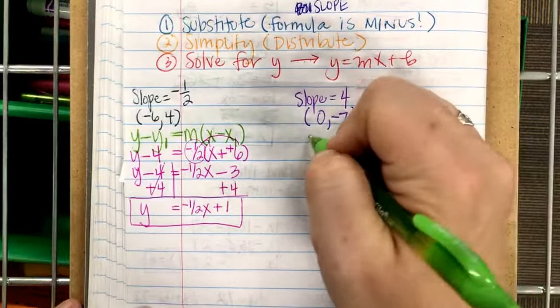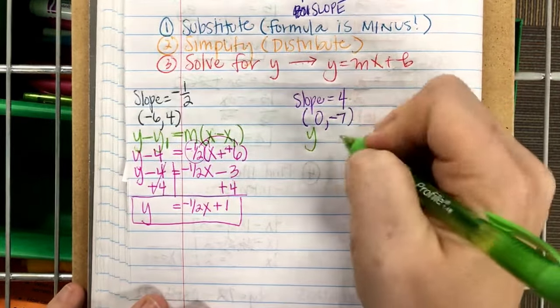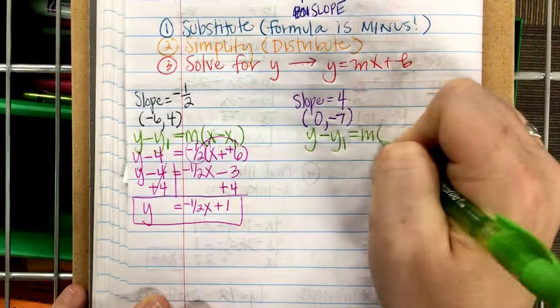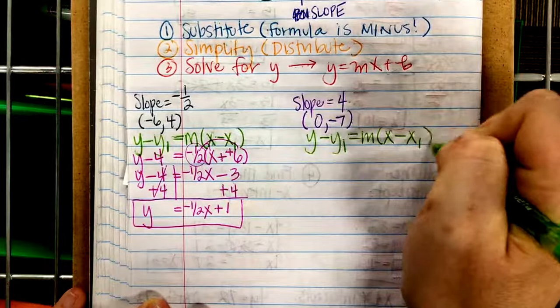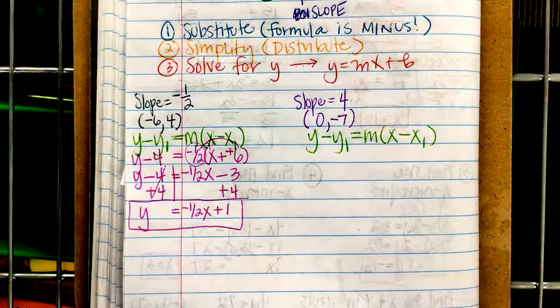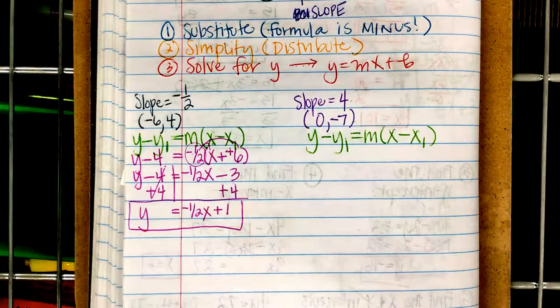Again, we're going to use point slope form because we have a point and we have slope, yes? y minus y1 equals m times x minus x1. First step is to substitute. Who can tell me what this problem reads when you substitute? What does it look like after you substitute your values?